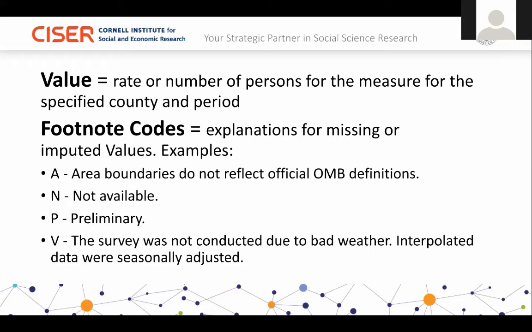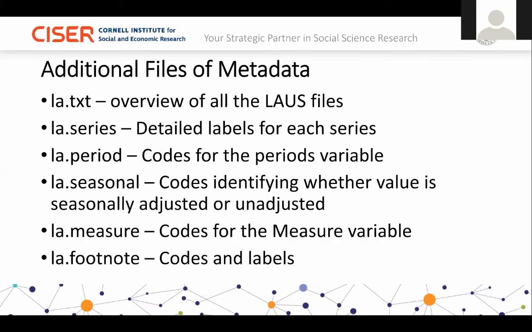Then footnote codes. These are explanations for missing or imputed values. They're likely not used if you're working with county files. However, you can see that the codes here would be extremely valuable to help you interpret what kind of data you've got if they had to be used for missing or imputed values. There are additional files that are critical and will give you the meanings of the various codes.